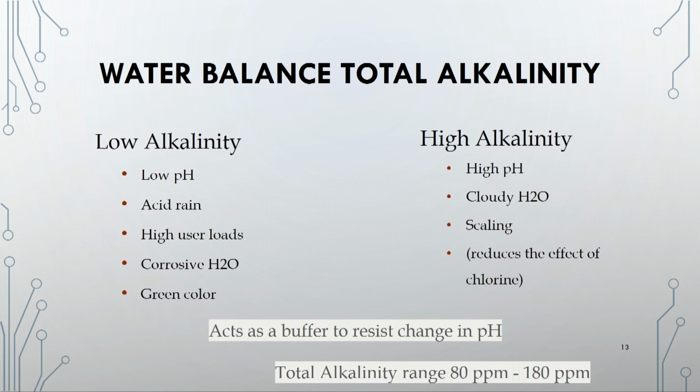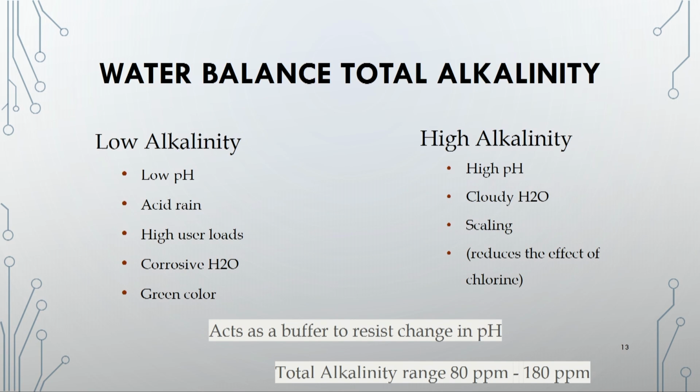The ideal range for total alkalinity is between 80 and 120. However, 80 through 180 is allowed. A lot of the pool inspection violations come straight from total alkalinity. Yes, it does count against you as a violation. If it is outside of 80 through 180 parts per million, then it will count as a violation.